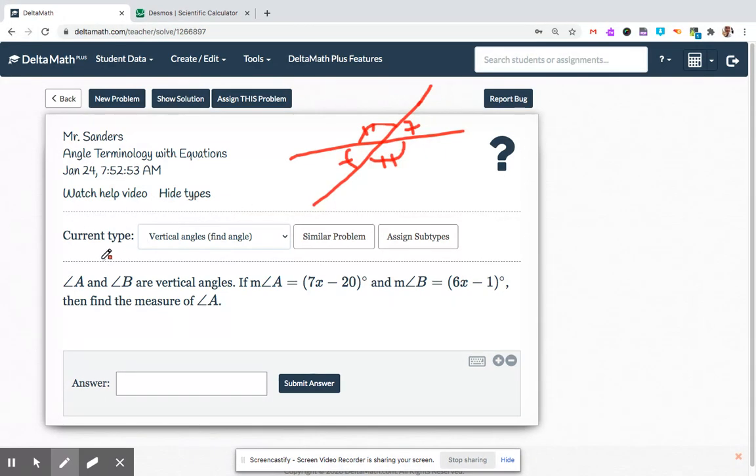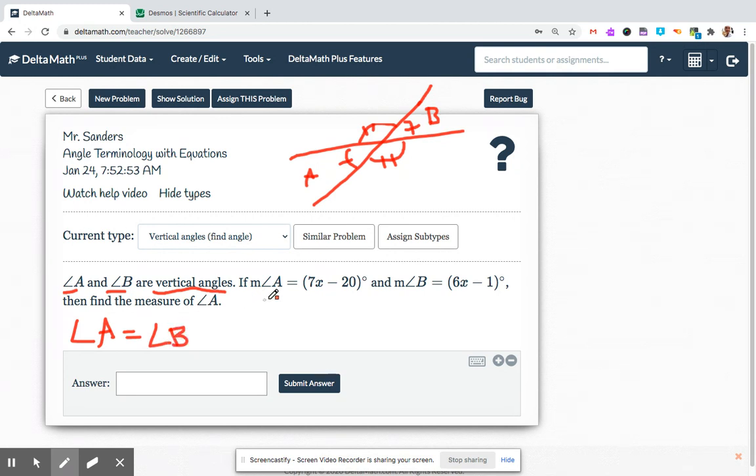Okay, so A and B are vertical angles. I'll just call this A and I'll call this B. They're across from each other. That means they're equal to each other. It could be larger than 90, that would be the other case, but in this one it doesn't really matter. We're just looking at the fact that they're equal to each other. That's what vertical implies. So angle A and angle B are vertical. That means angle A is equal to angle B.